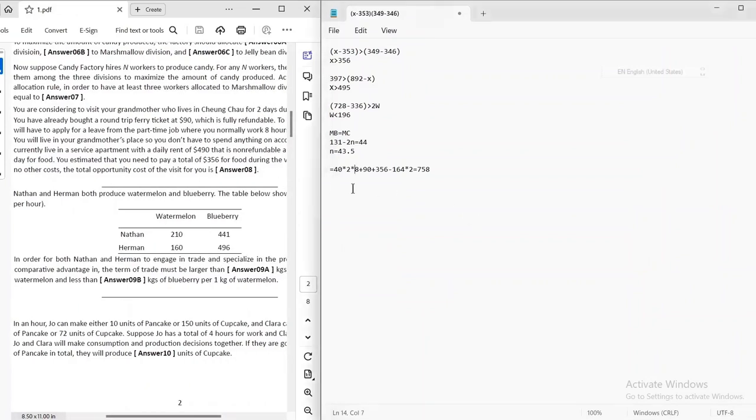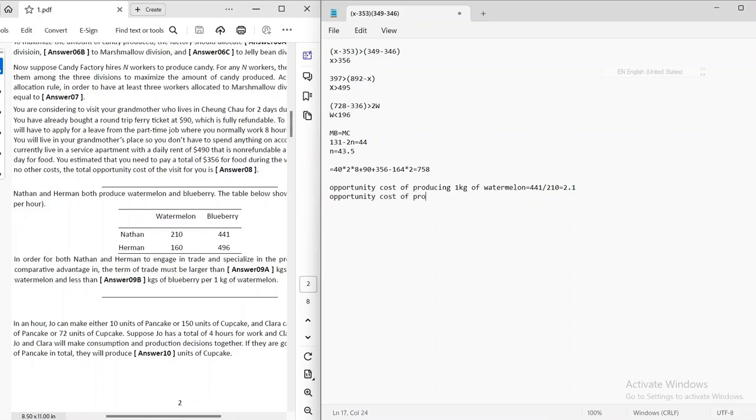So let me write here. What is the opportunity cost of producing 1 kg of watermelon? This is simply 441 divided by 210, right? So this is 2.1.